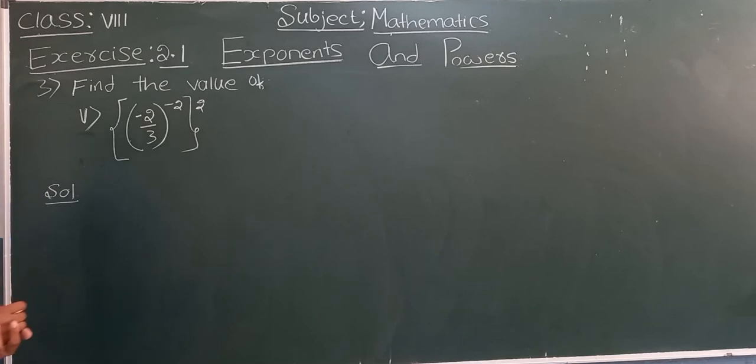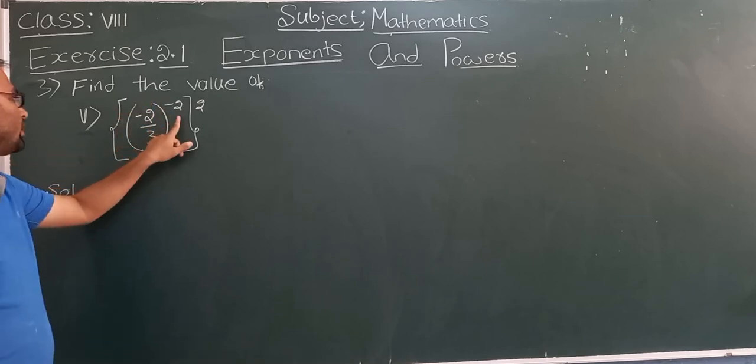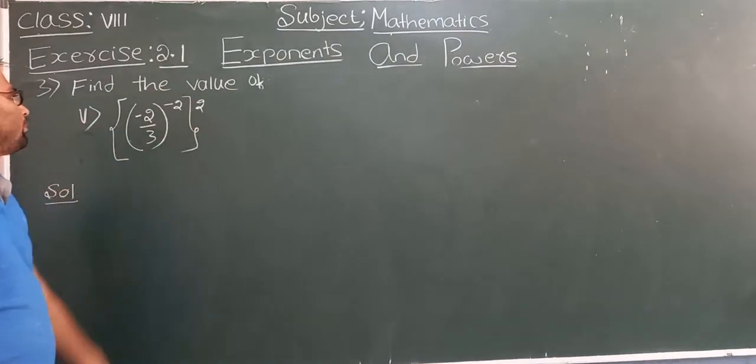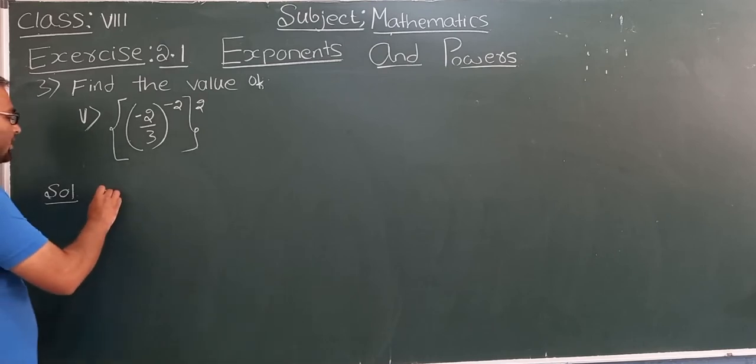Students, now let's solve the fifth question. Okay, so here what they have given is (3 - 2/3)^-2 whole to the power 2. Okay, so write it as it is.